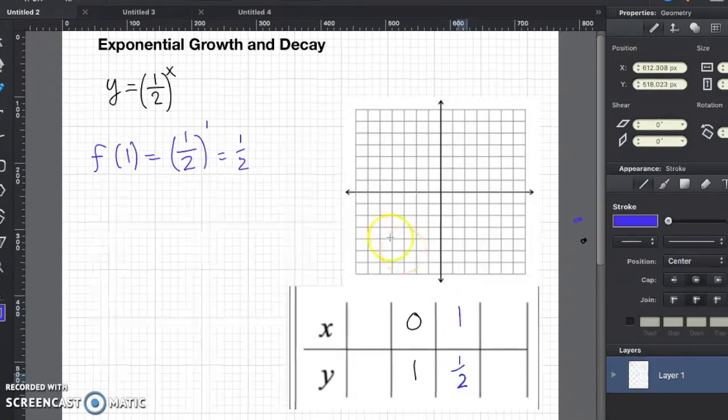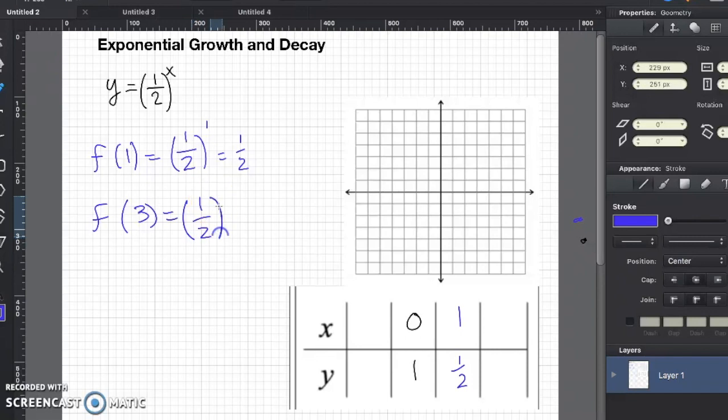So I put 1, 1/2. Let's try something a little larger. This should be a little bit more interesting. Let's try 3, say. Okay, so that's going to be (1/2) to the 3rd power. If I remember my exponential rules, this is 1 to the 3rd power, or 1, and then 2 to the 3rd power, which is going to be 1/8. So if I plug in a 3, I should get a 1/8.